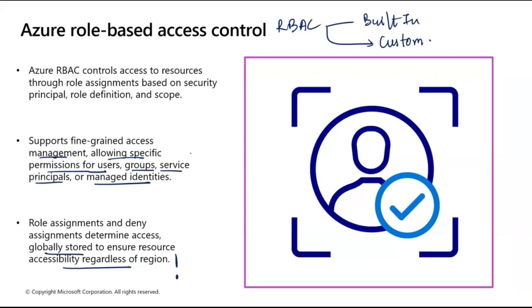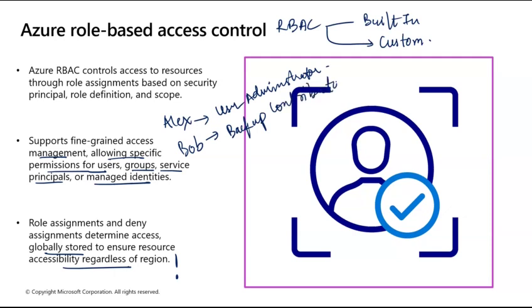So if I make Alex, let's say, a user administrator. Now what is a user administrator? It means he can create users, delete users, restore users, give them permissions, all that. And if I create Bob as a backup contributor, there is a difference between their jobs, between their roles. Alex will be able to manage users, whereas Bob will be able to manage every aspect of backup vaults, right? That's how role-based access control works.